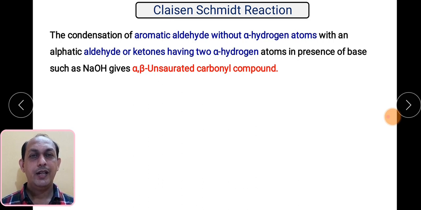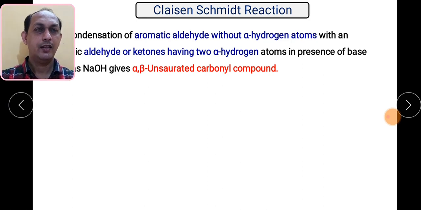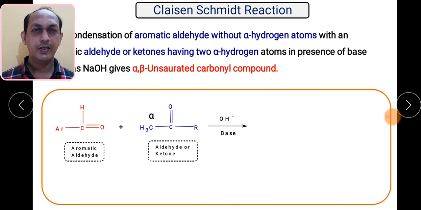Those aldehydes and ketones which contain an alpha carbon attached to hydrogens, those hydrogens will be called alpha hydrogen atoms. So this is a condensation in between two aldehydes and ketones. So let us see the first reaction. What is the schematic representation of that?